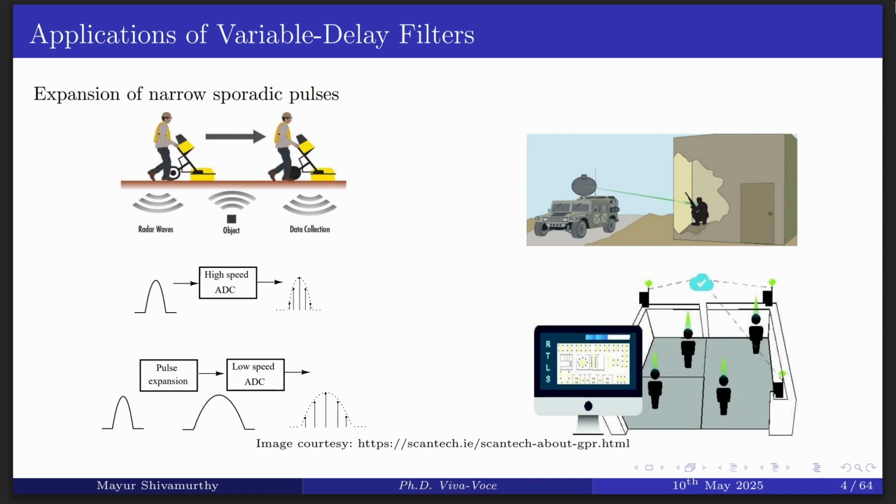Digitizing these narrow pulses requires a high-speed analog to digital converter. The disadvantage of using a high-speed ADC can be avoided by expanding these narrow pulses in time without affecting the shape. The expanded pulses will then be digitized using a low-speed analog to digital converter.